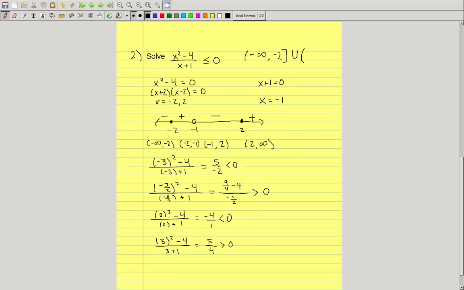Now, we need to skip negative 1 and not include it in the interval because negative 1 is not in the domain of this function. Since it makes the denominator equal to 0, that open circle reminds us that we can't choose that value. However, we can choose positive 2. So the solution of this problem is negative infinity to negative 2 inclusive, union negative 1 to 2 inclusive.